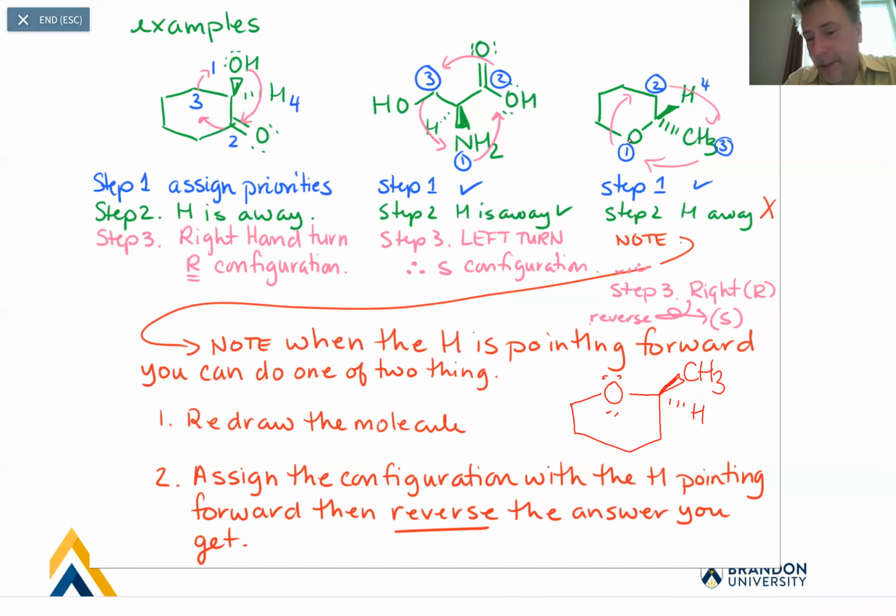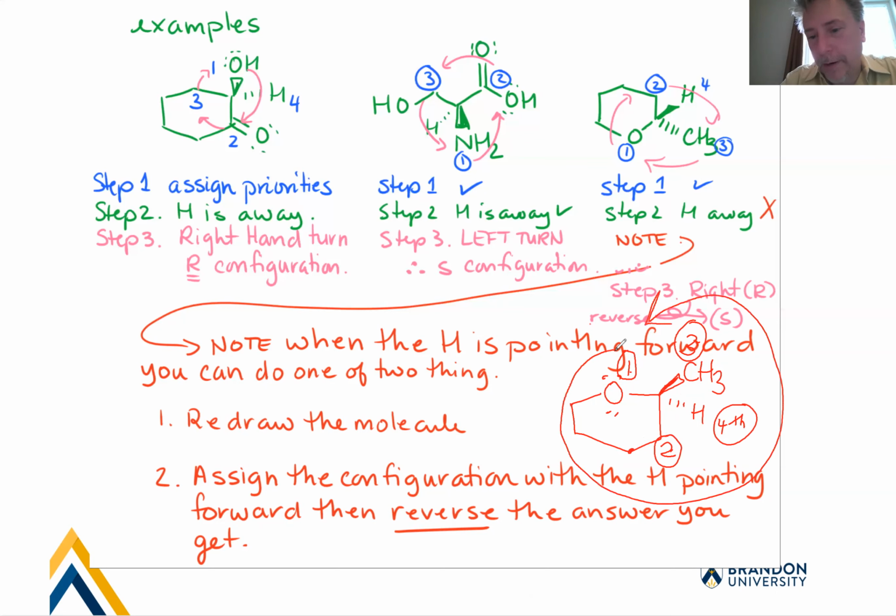So if we were to assign the configuration here, this H is 4th, like it was before. 1, 2, 3. Oxygen's higher than carbon or carbon. This carbon's bonded to a carbon. This carbon's only bonded to protons. So 1, 2, 3. That's counterclockwise, so this would be S. But I had to redraw all this. I could have drawn it wrong. If I just remember that this proton's pointing towards us, which is wrong, then we just take the answer and reverse it. That's probably the easiest way to do it.